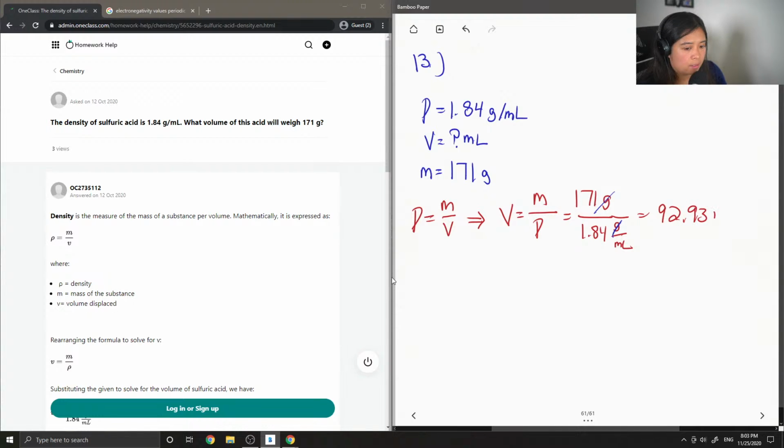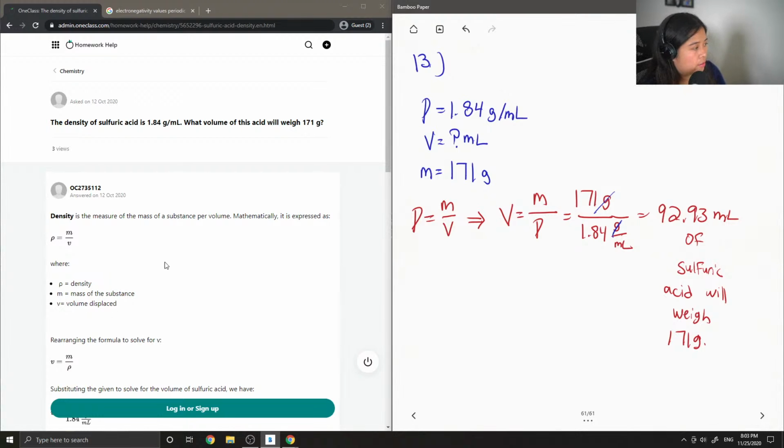Okay, so doing this division, you end up getting 92.93 milliliters of sulfuric acid will weigh 171 grams.